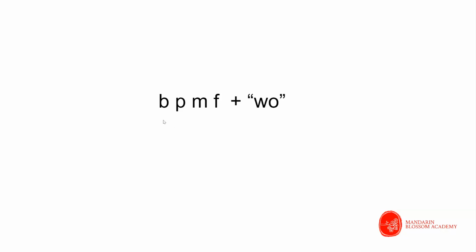It is b, p, m, f. But now I just want you to add w sound after each of them. Can you try it first? So it becomes 波, 坡, 摸, 佛. And there you go, you just learned your first four initials.